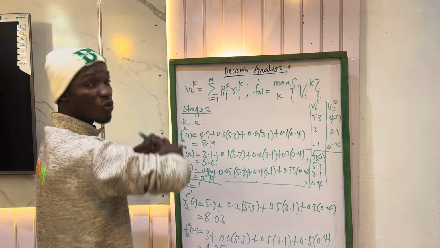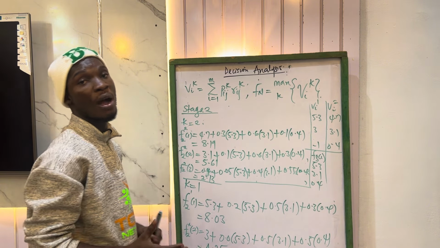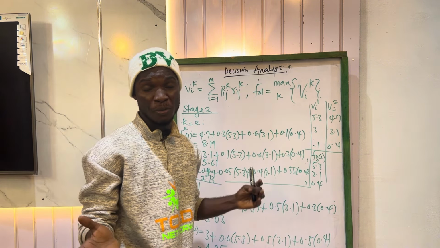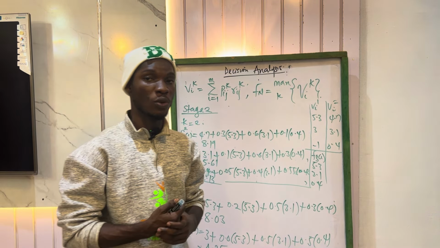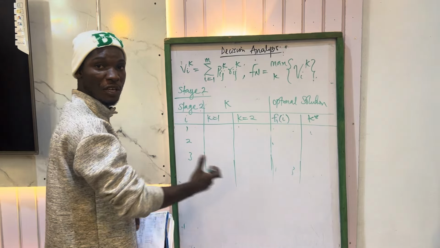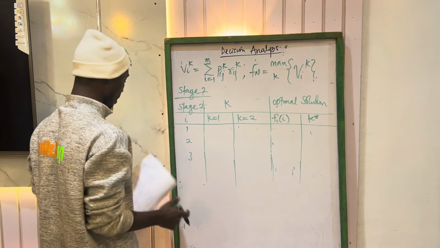The next thing is that we're going to draw the table again, so we'll be able to determine our optimum solution. This is an iterative method, by the way. We follow a backward recursive method. So let's draw the table. I've calculated everything, so we want to populate the table.